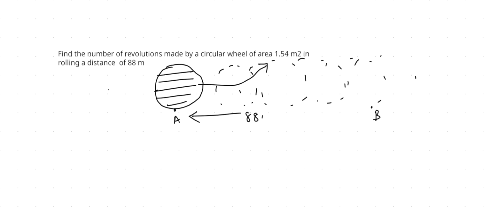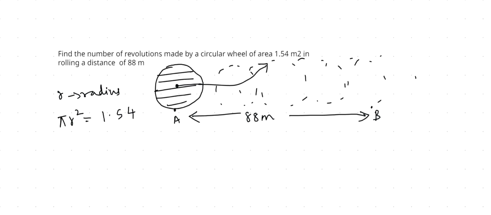In doing so, it's going to revolve. How many revolutions have been made by this wheel? We want to know. Firstly, let the radius of the wheel be r. The area of the circular wheel is given, pi r square, which is 1.54.